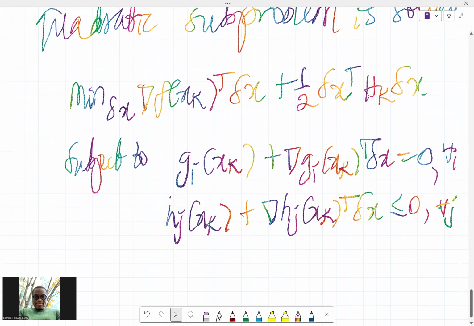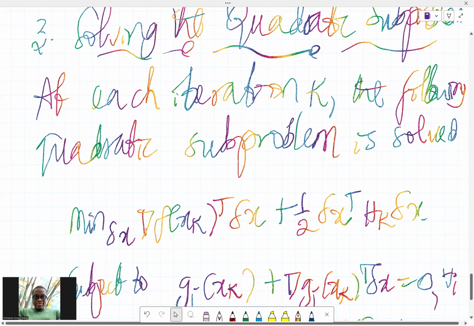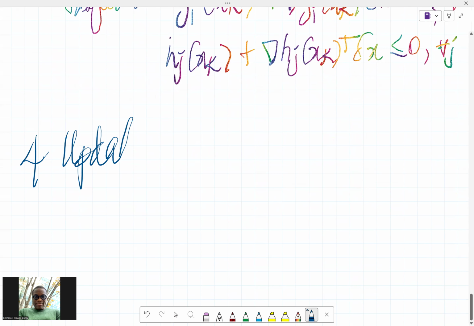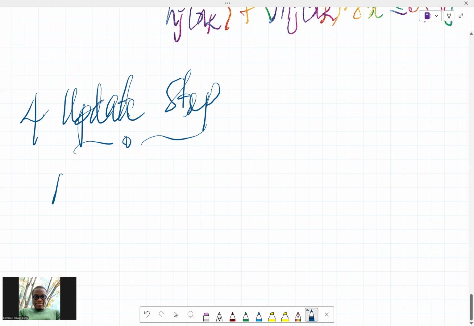Having done that, we update the step. That's step 4 now. That may sound like a lot, but an example is going to drive the point home.